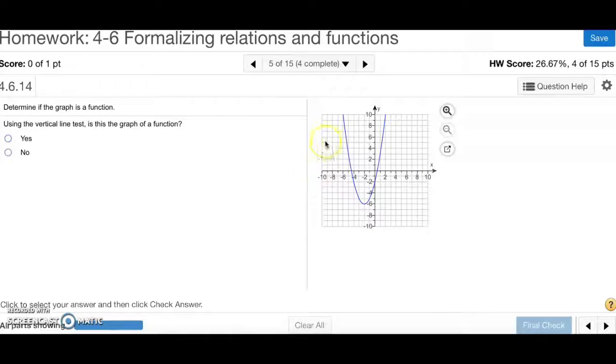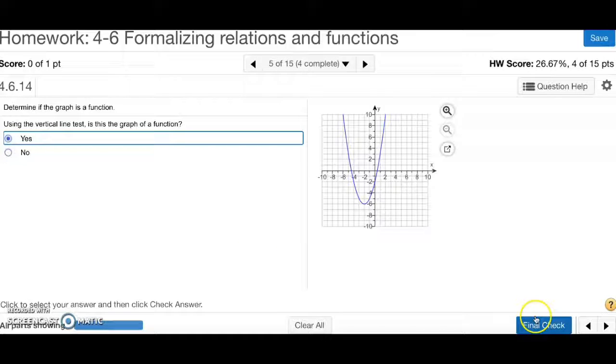This one, same idea. Draw vertical lines. If it only goes through the graph only once each time you draw it, then it passes and it is a function. This one passes only once it goes through it, so it is a function.